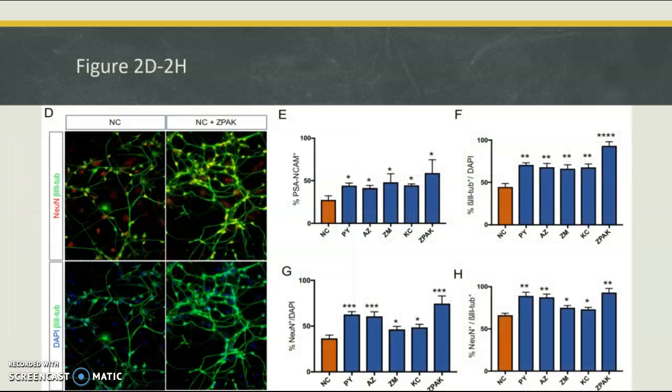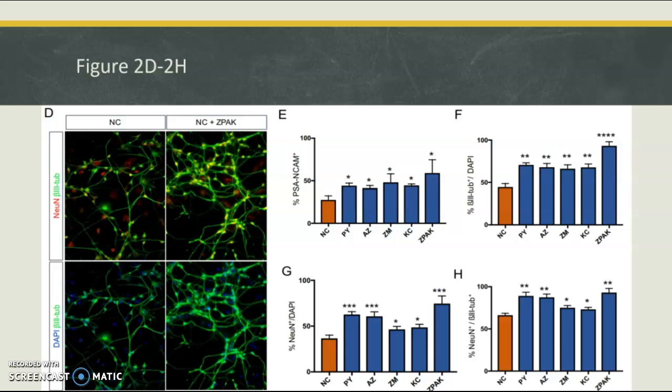As I've stated before, scientists have now created a combination of 4 small molecules with the hypothesis that it will increase the expression and conversion of induced neurons. And this particular combination is called Z-Pak. In Figure 2d, immunocytochemical co-staining of neuronal markers beta-3 tubulin and NEUN was performed. On the left-hand column, the only medium added to cells was the control NC medium. On the right-hand column, the medium NC plus the Z-Pak combination cocktail was added to the cells and then stained.